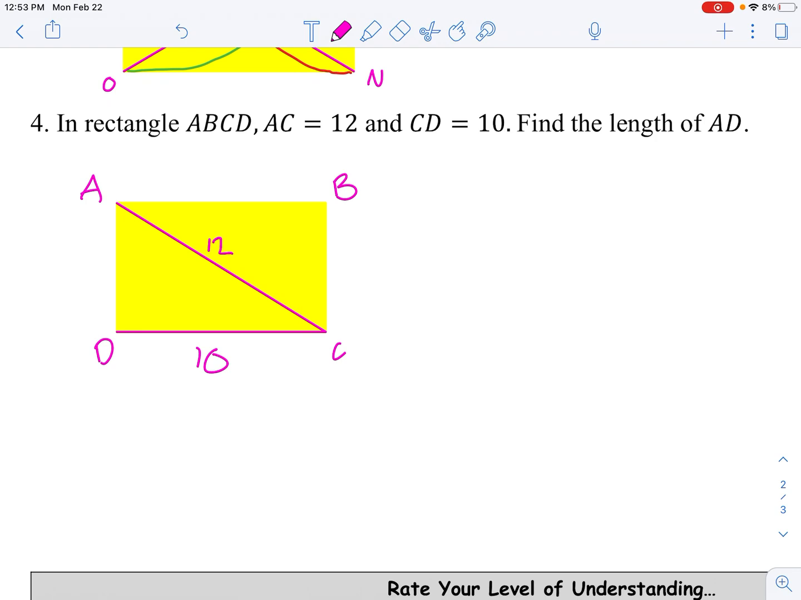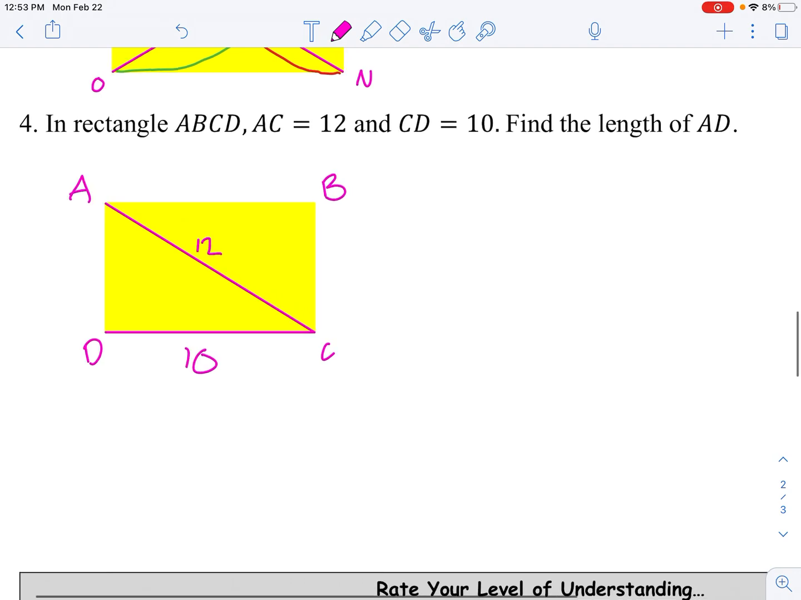Continuing here for number 4, in rectangle ABCD, I went in a circle again. It gives me AC and CD, but CD is actually the bottom, as you can see. So what I have here is actually a right triangle. Here, let me see. I've got a right triangle here.